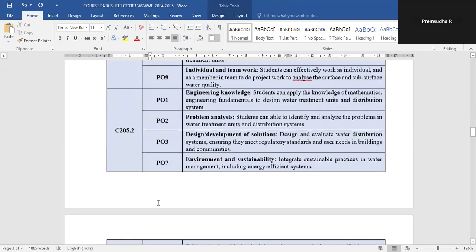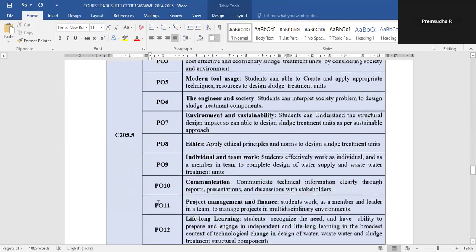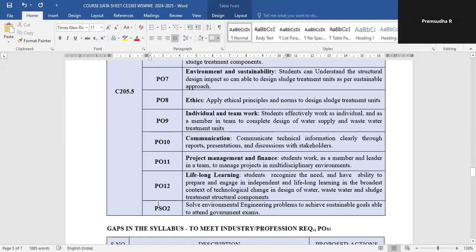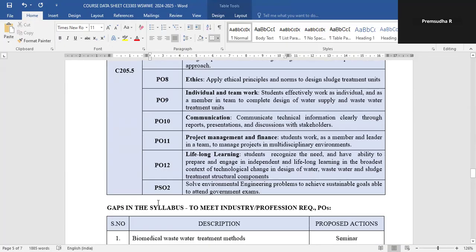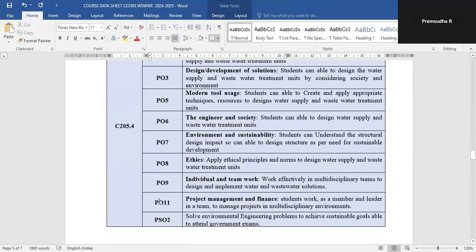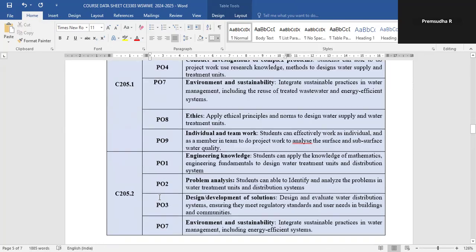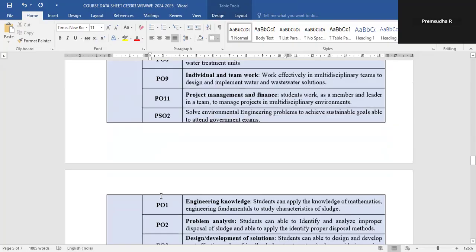You all know the program outcomes for all the departments as per NBA norms. There are 12 POs. For our department, there are 2 PSOs, program specific outcomes. Then the course outcomes are 5. Now I'll start the unit here.